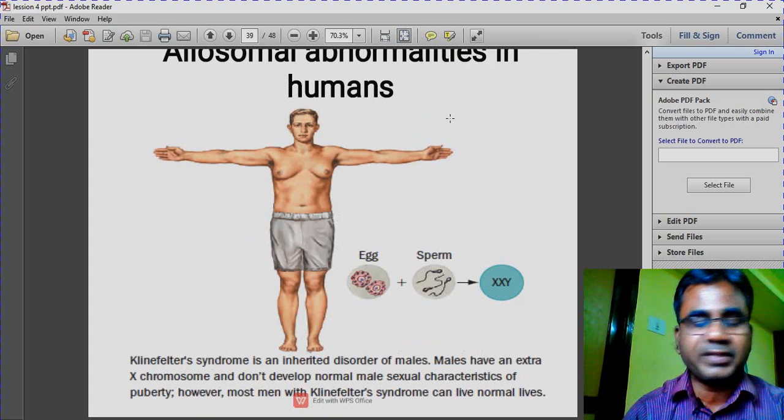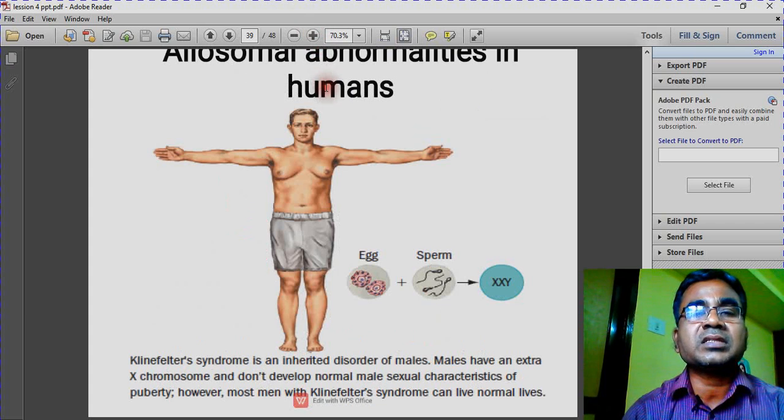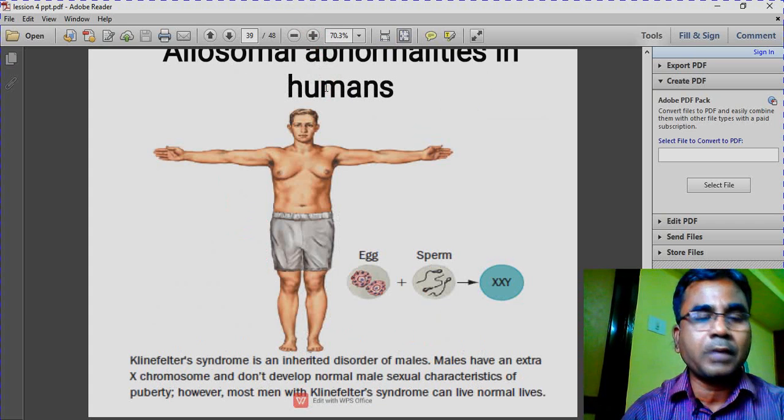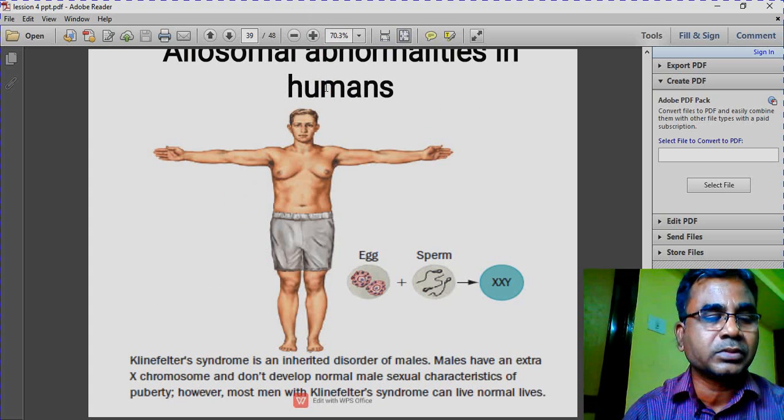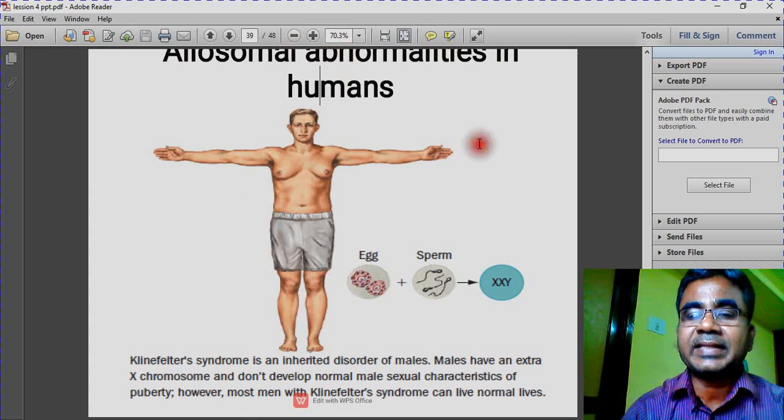And coming to the next, that is allosomal abnormalities. Allosome means sex chromosomes. So the problem is in the sex chromosomes. The problem is there in the XY chromosomes. So in this case, look at the genotype XXY.